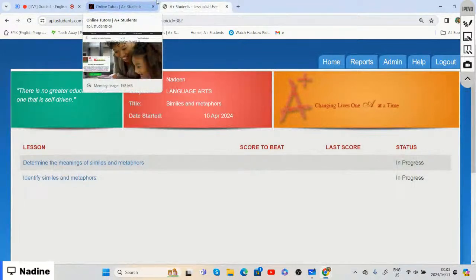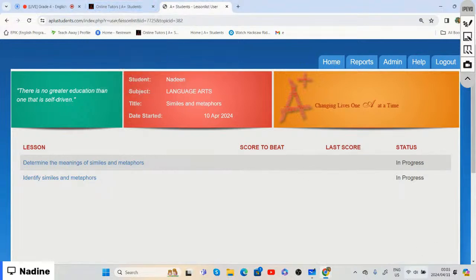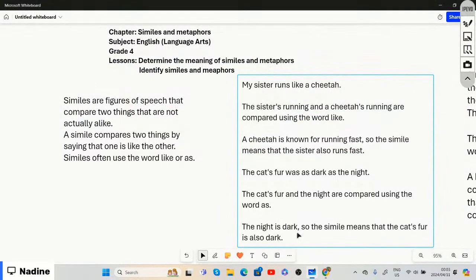So similes and metaphors. Right? So our chapter is similes and metaphors. Our subject is English language arts, grade 4. And the lesson that we are going to be focusing on under the chapter of similes and metaphors is to determine the meaning of similes and metaphors.